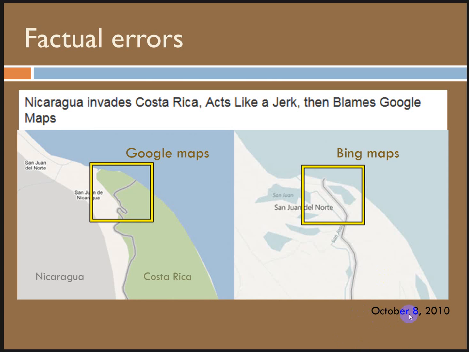This is another really fun example of a factual error. In October of 2010, I don't know, you guys maybe heard about this, Nicaragua invaded Costa Rica, acted like a big jerk, and then blamed Google Maps. And that's exactly what they did.